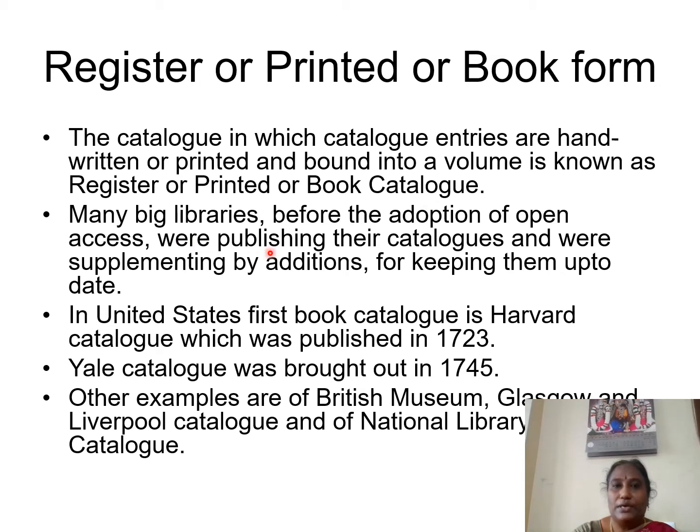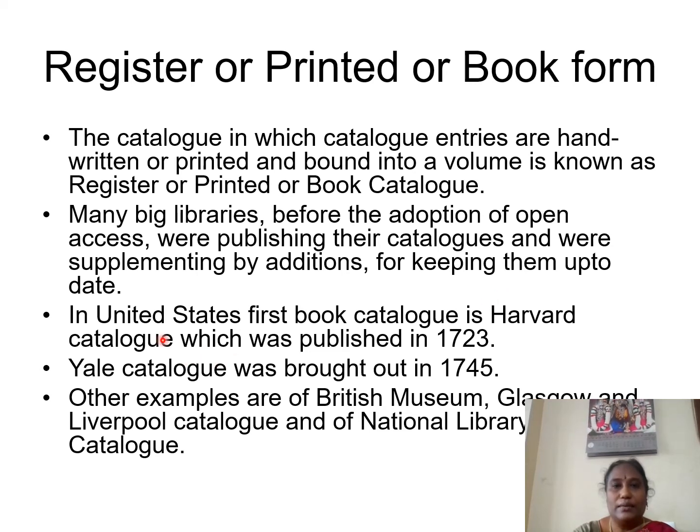Many big libraries, before the adoption of open access, were publishing their catalogs and supplementing them by additions for keeping them up to date. Before the adoption of open access, there was a closed access system. In the closed access system, many big libraries used to publish their catalogs and supplement them by additions for keeping them up to date. This type of register or printed or book form catalog was published in many big libraries.